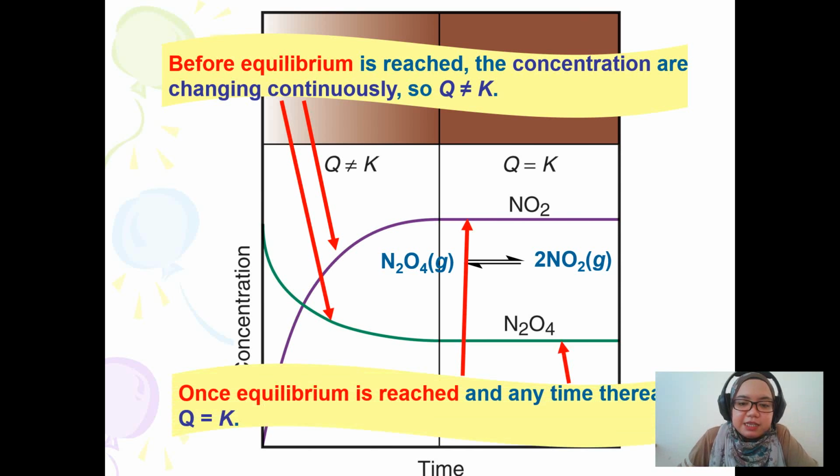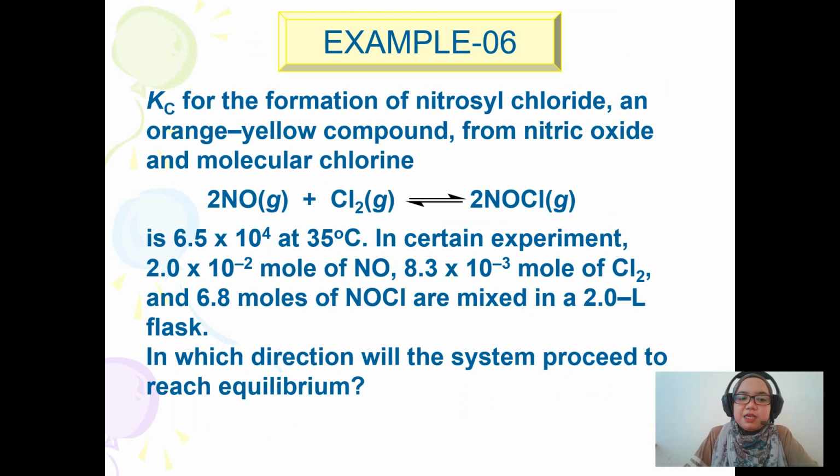Here it says, this is before equilibrium, this is after equilibrium. Before equilibrium, the Q is larger than K. Before equilibrium is reached, the concentrations are changing continuously. Once the equilibrium is reached, and any time thereafter, Q equals K. Meaning they are the same, so both Q equals K.